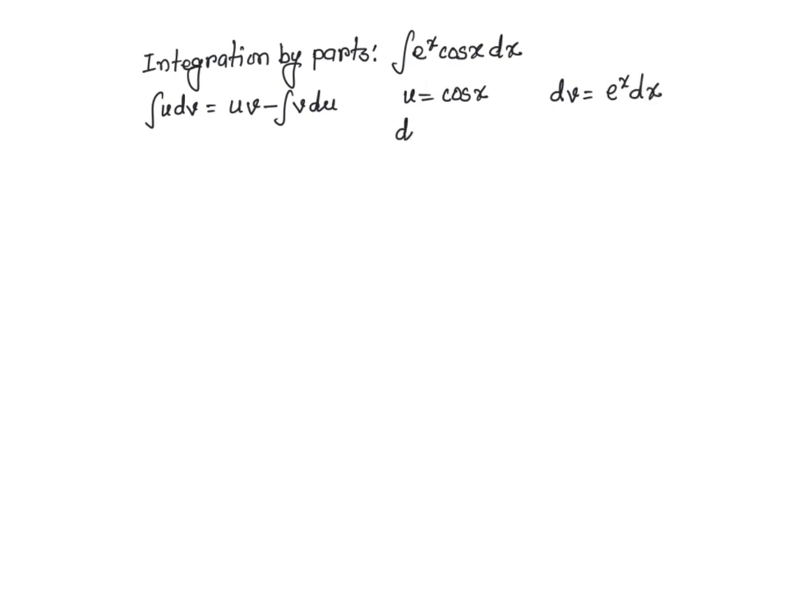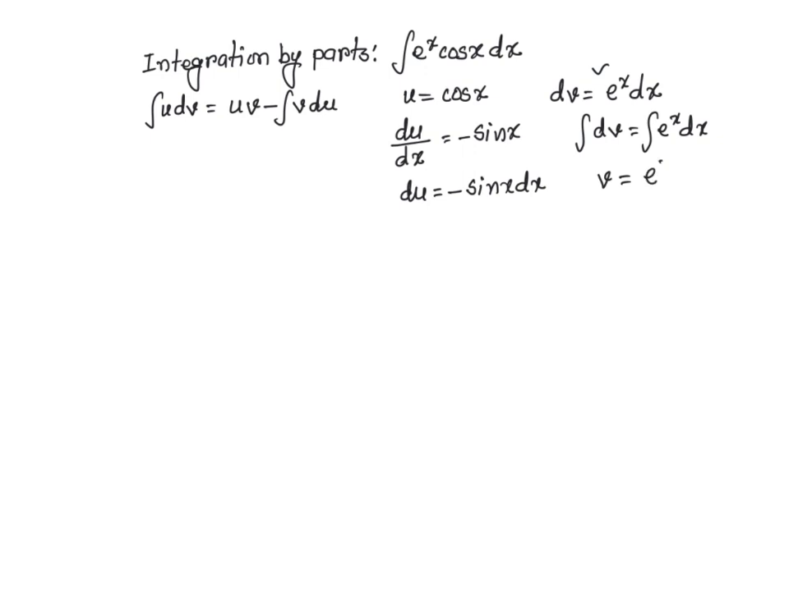Now if I take the derivative of u with respect to x, that's going to give me negative sine of x, right? And then my du is going to be negative sine of x times dx. And I'm going to take the integral of both sides here. So it's integral dv is equal to integral e to the power x dx. Integral of dv is just v, and integral of e to the power x is e to the power x.